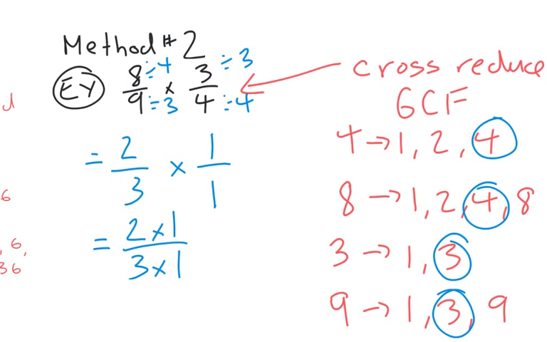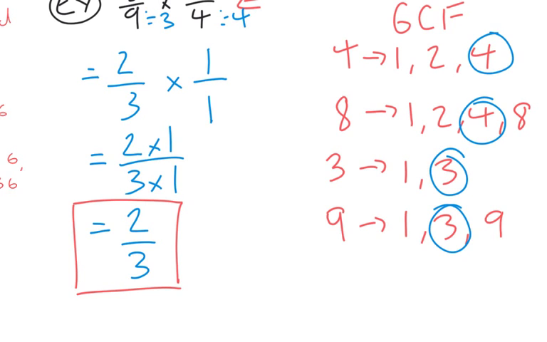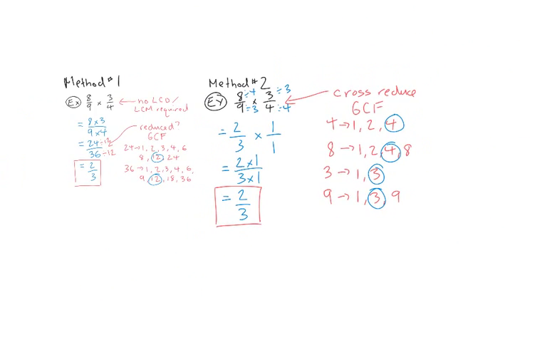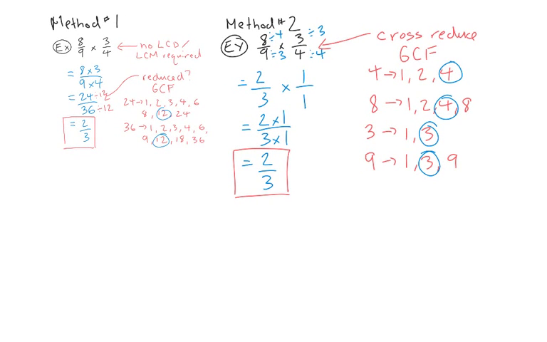Let's make a little bit of space for ourselves. So 2 times 1 is just 2, and 3 times 1 is 3. As you can see, we've come to the same final answer, and again, we do not need to reduce because 2 and 3 are both prime numbers. So to recap, there's actually 2 ways of finding the same answer. You're more than welcome to use whatever method you find easiest for yourself.